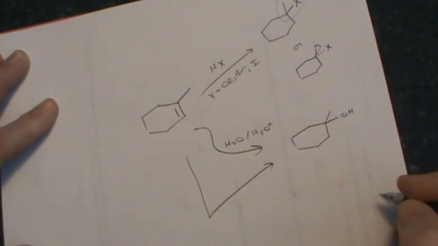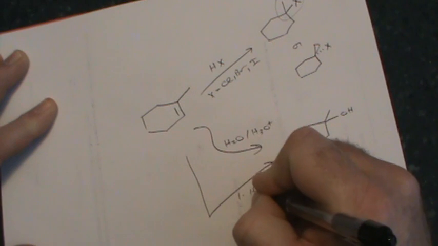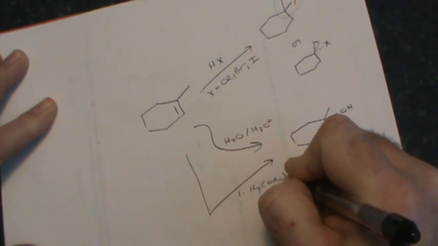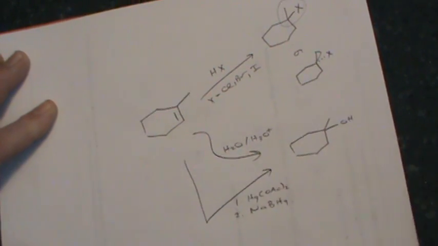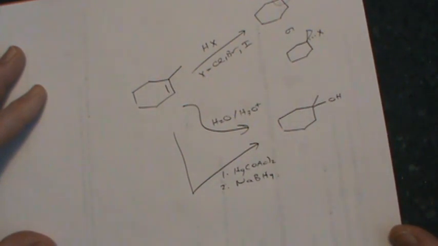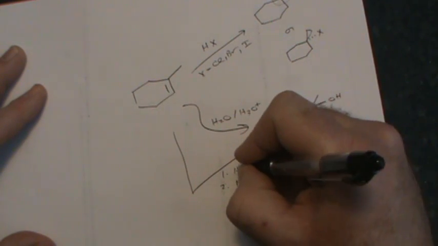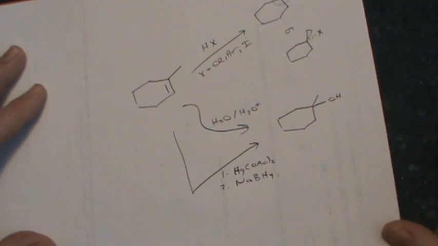We know that you can also get there in an oxymercuration reduction sequence as well. Now, this oxymercuration reduction does not involve carbocations. It involves a mercurinium ion, which is a 3-centered 2-electron bond. It's different than a carbocation. So there's no possibility for a carbocation rearrangement.